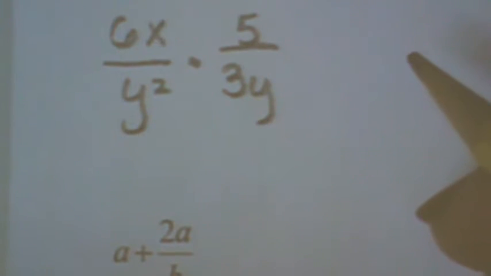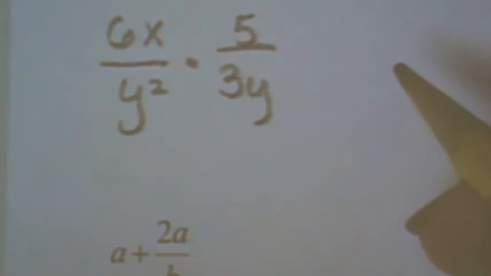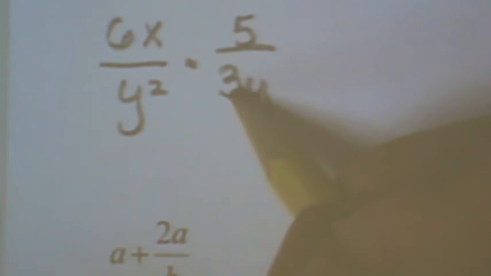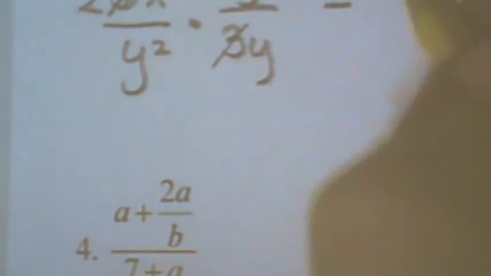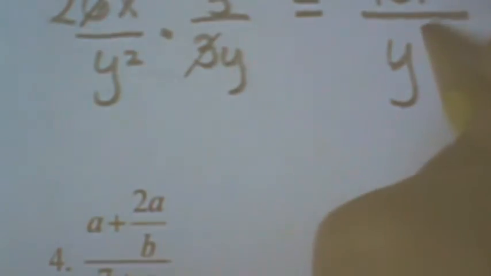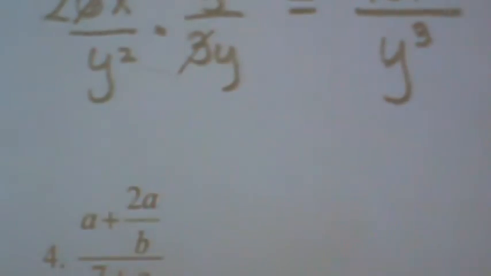What cancels? There's one little itty bitty thing. It's a number. The 6 and the 3 go into each other. Yes, 3 goes into 6 twice. So your answer for this one is 2 times x times 5, what's that, everyone? 10x over y squared times y is y to the third, y cubed.